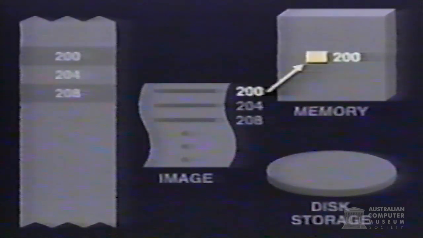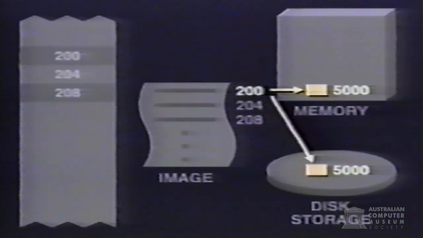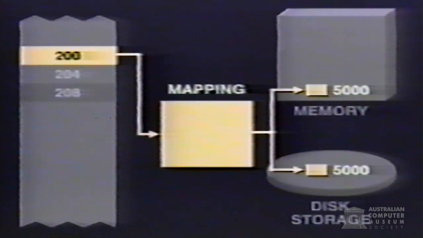A virtual address does not refer to actual physical locations in memory. For example, information the image thinks is stored in virtual location 200 is not actually in that physical location. Rather, the information is stored in some other location in memory, or the information might reside on disk storage. The operating system is responsible for keeping track of where that information is really stored. The mechanism for this is called mapping. Mapping allows the system to translate virtual addresses into physical addresses.